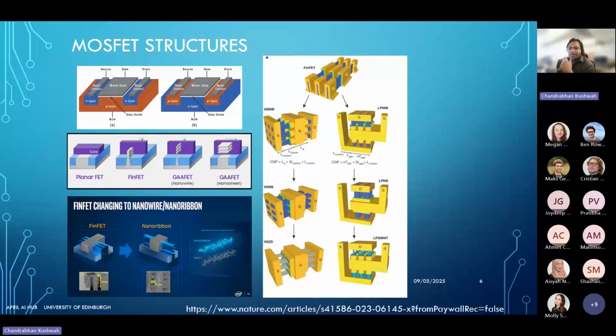This is critical for continuing Moore's law as we approach the physical limits of traditional scaling. Overall, this visual showcases how device engineering is now as much about 3D architecture and material innovation as it is about shrinking dimensions.